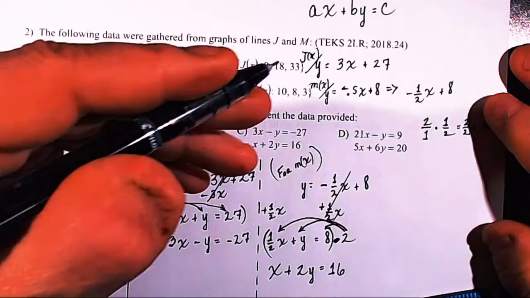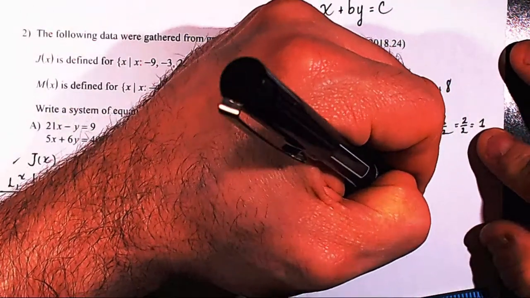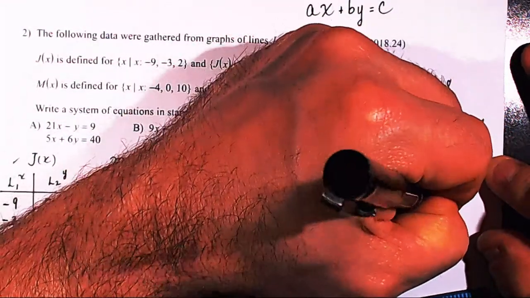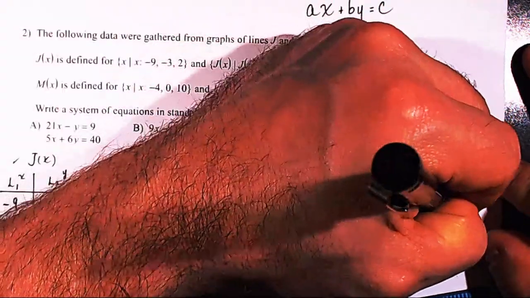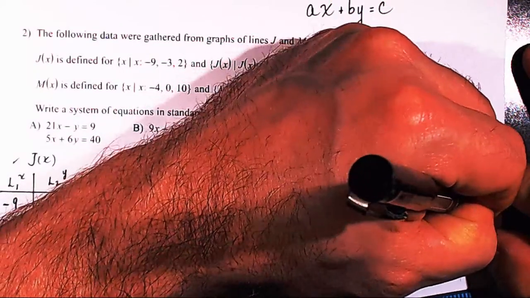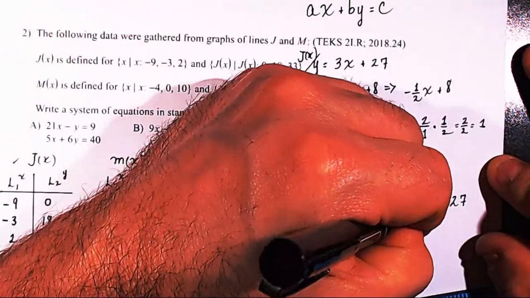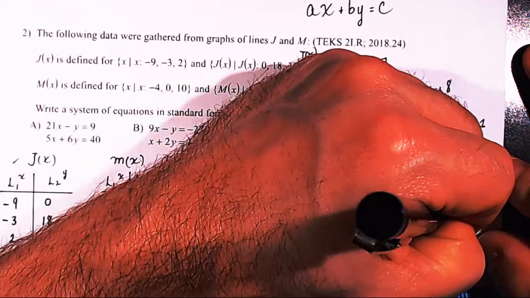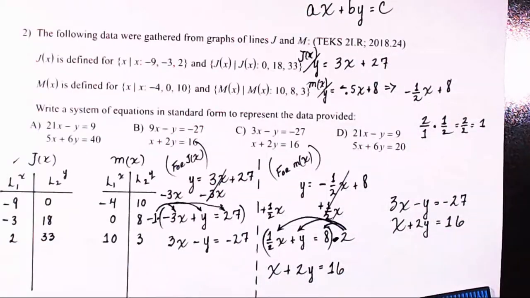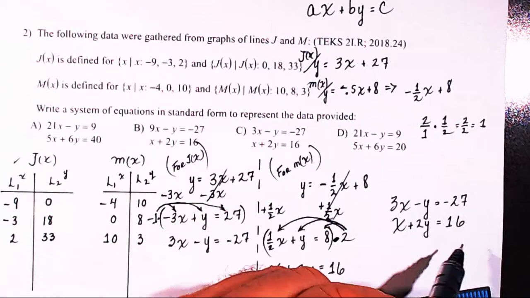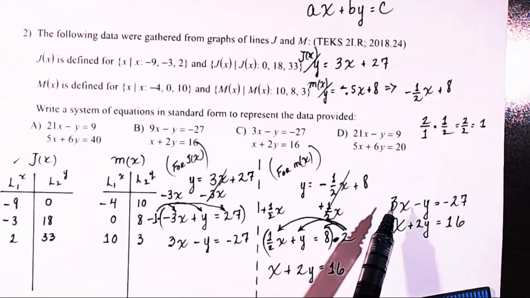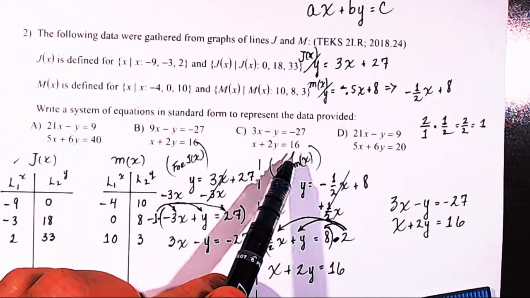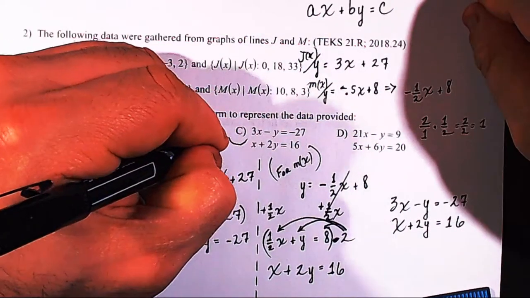So now we can write our system of equations. 3x minus y equals negative 27, and x plus 2y equals 16. We're going to go find this answer choice here. 3x minus y equals negative 27. x plus 2y equals 16. Answer choice C.